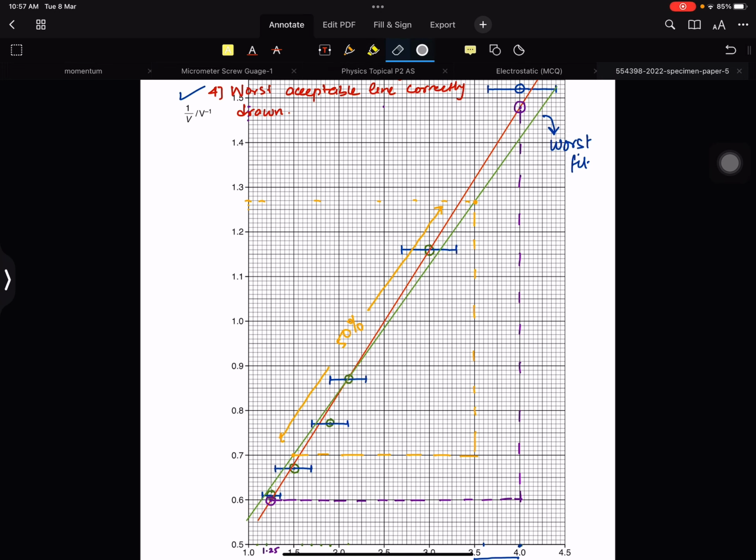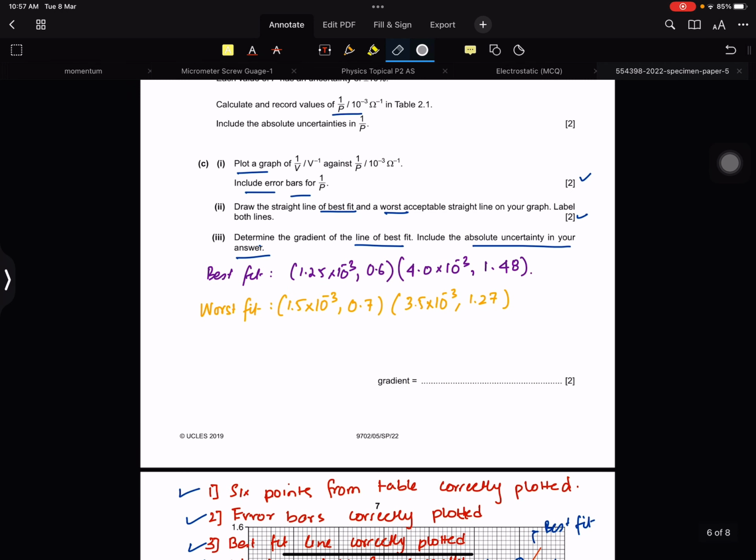Okay, now first I'm going to find the gradient of the best fit line. The formula for gradient is super easy. You write gradient best fit would be y2 minus y1 over x2 minus x1. Okay, let's quickly do this.